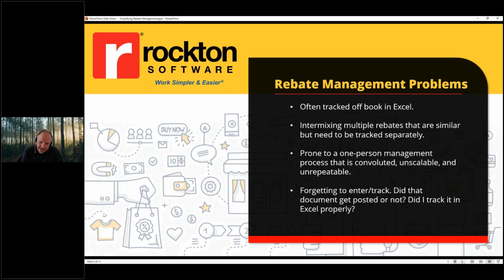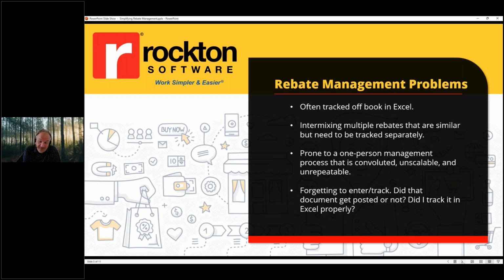They've got these Excel spreadsheets, they've got a process. The process is usually not well documented, it's very convoluted. It's certainly not scalable as you grow, and it's not repeatable. And with that person being the only sole person who's doing rebates, they can't go on vacation, or when they do, the rebate process stops, or if they leave the company or something happens to them, then you're just kind of stuck with not knowing how to continue on in this rebate process.